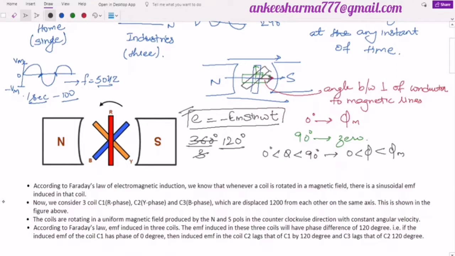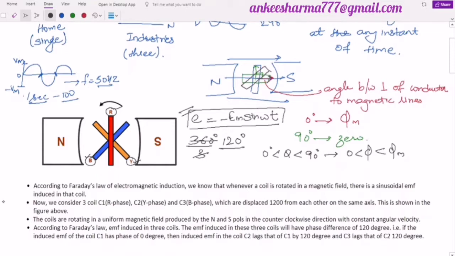For example, instead of a single conductor over here, I am going to have three conductors, one is the red one, another is called yellow, and the third is the blue one. So these are the three conductors. Now these will be rotated. For example, I am rotating here now in the anti-clockwise direction. So according to the Faraday law of electromagnetic induction, we know that whenever a coil is rotated in the magnetic field, there will be a sinusoidal EMF induced in that coil. So that EMF will be induced in the red one, the yellow one, and the blue one also.